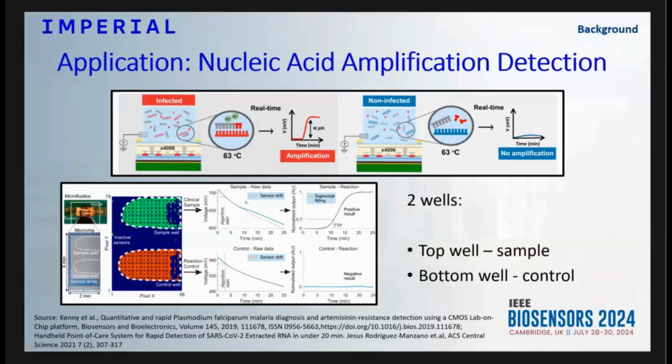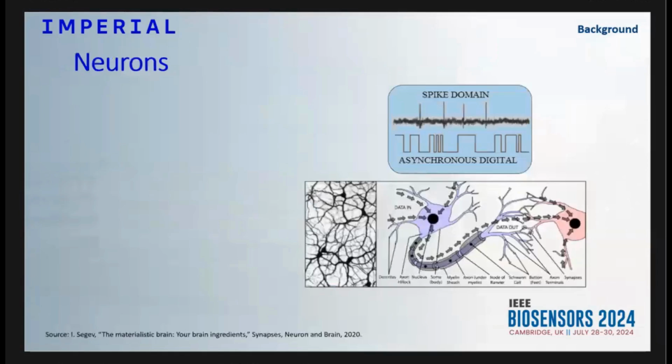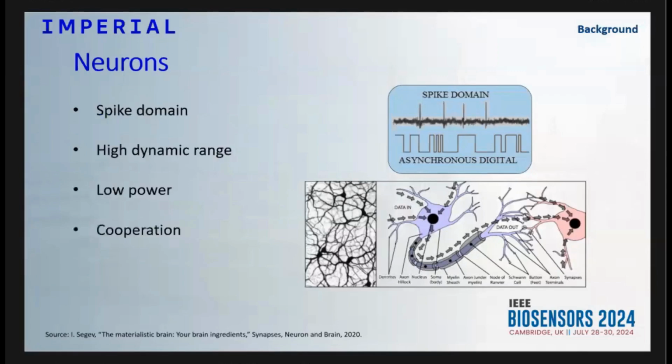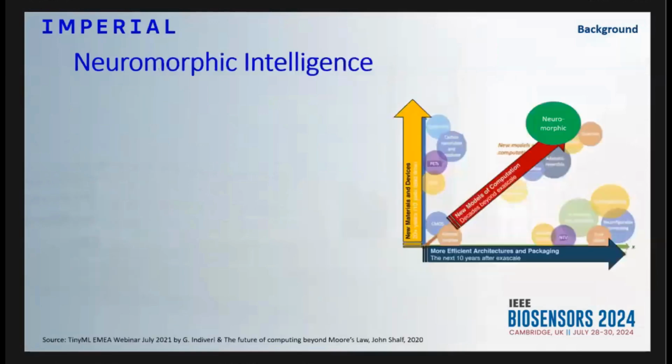And so that's where I take inspiration from the smartest tool in our body, the brain. I rely on neurons, because neurons are the main learning components of our brain, and they work in the spike domain. They have a high dynamic range. They work at very low power, show cooperation, and in the end can learn new things thanks to plasticity. And this has given rise to a whole field of neuromorphic intelligence, where ever since exascale, while people are looking for new materials and devices or more efficient architectures and packaging, we engineers are looking for new models of computation and are being led by the field of neuromorphics.